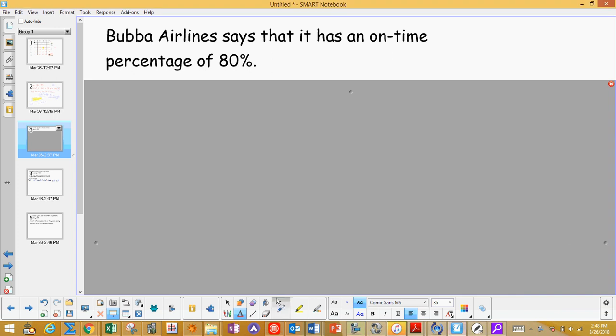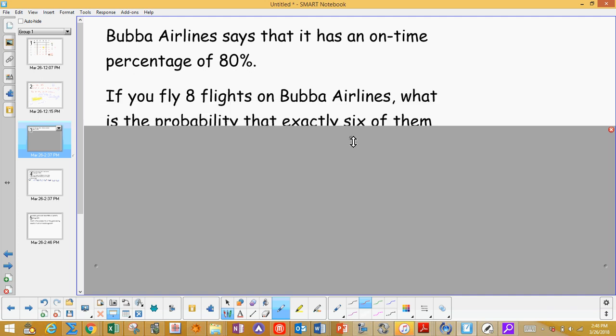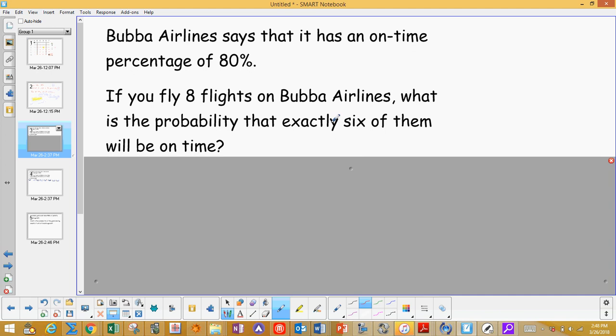Okay, so here's the question. Bubba Airlines says that it has an on-time percentage of 80%, which means that on any single flight, there's an 80% chance that we'll be on time. So here's the question. If you fly 8 flights on Bubba Airlines, what is the probability that exactly 6 of them will be on time? So let's think about that.